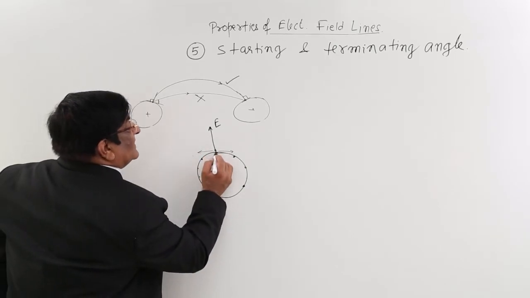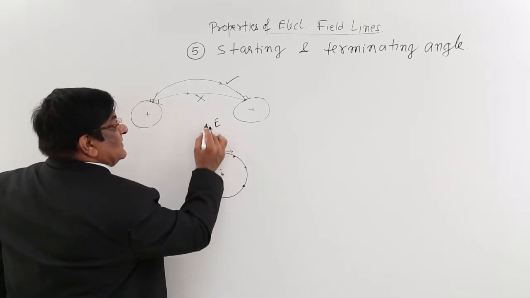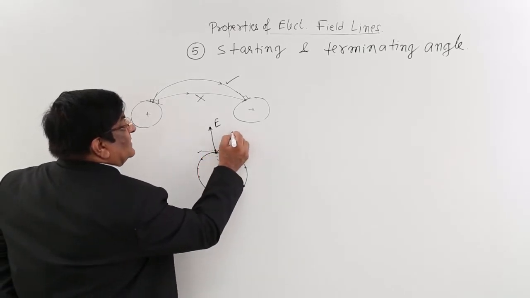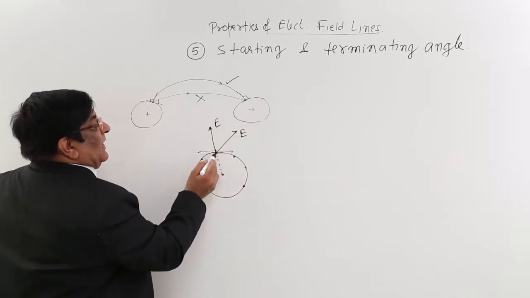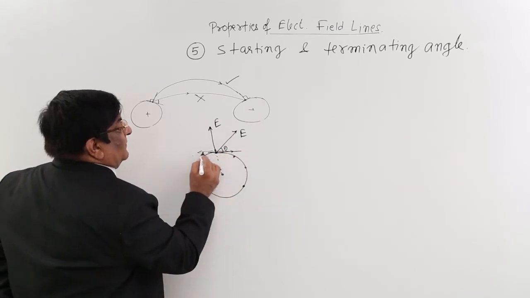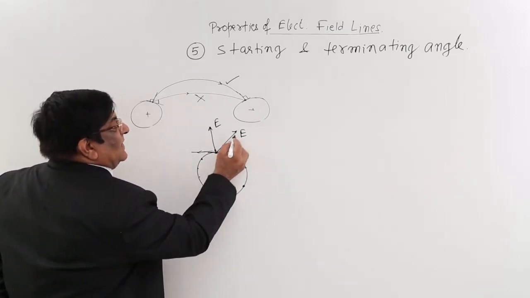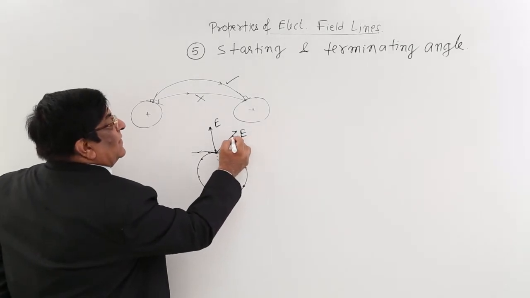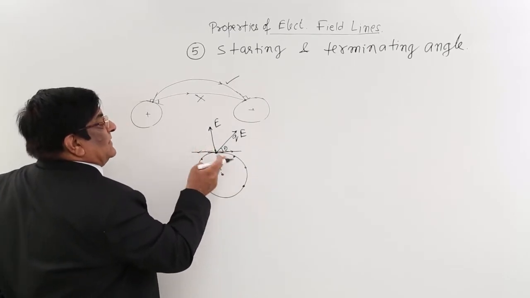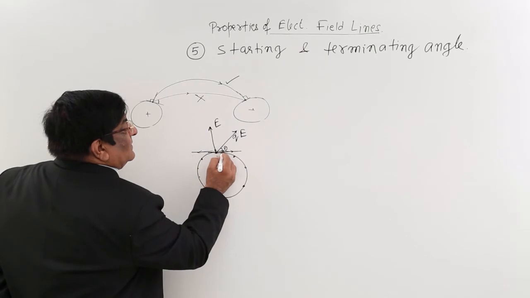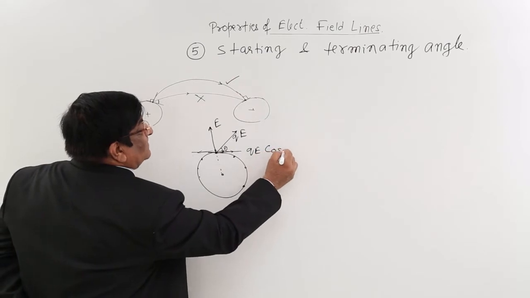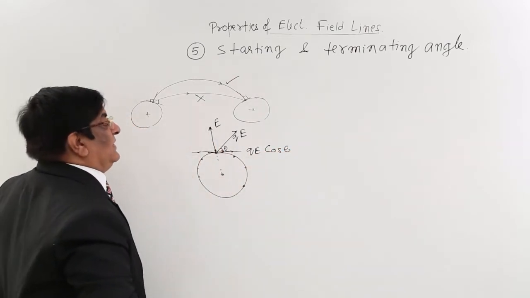Now, this is the force on it because this is the direction of the electric field. Suppose we say the electric field is in this direction. Let us suppose the electric field is not normal. It is making a certain angle theta with the surface tangent. If it makes theta, then the force QE can be resolved into different directions, and the force in this direction will be QE cos theta, and in this direction QE sin theta.